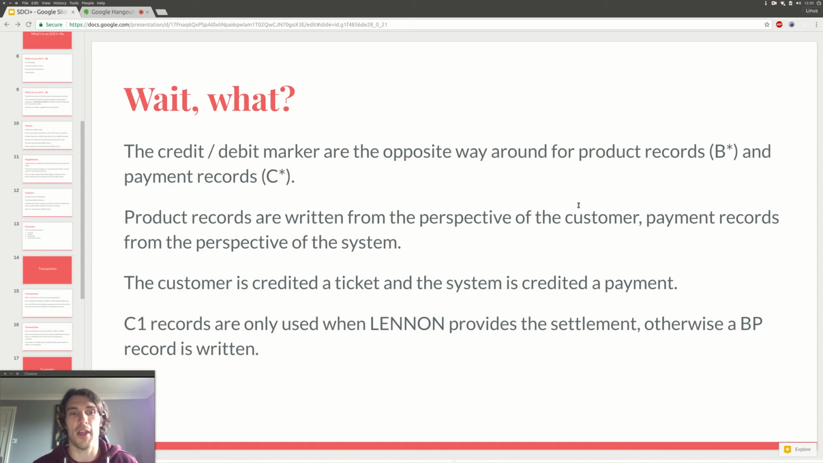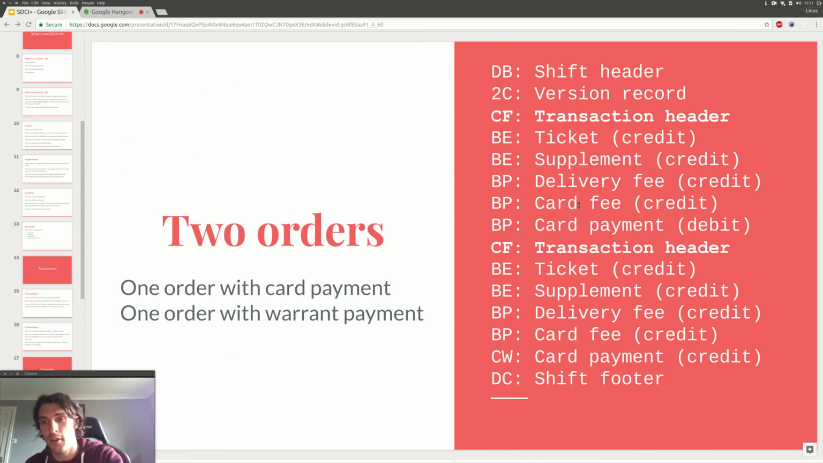And that means that when we're talking about tickets, we credit the customer a ticket. They're getting that. So when we come to payment records, though, they're written from the perspective of the system. So the system is credited a payment. So you'll see that a ticket is a credit and a card payment is a credit.